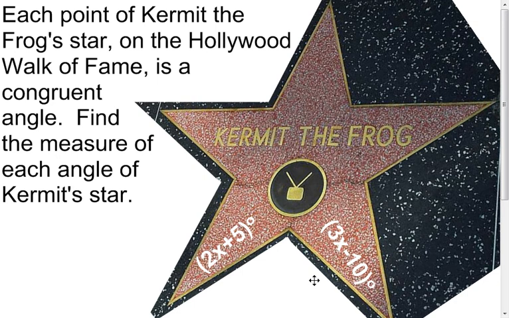Here are examples from lesson 1-4 on angle measures. And in this first one, we have Kermit the Frog star that's out there in the Hollywood Walk of Fame. I like Kermit, so I thought this would be a good problem for us.